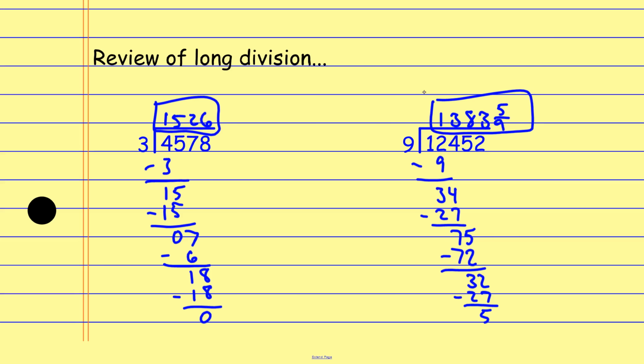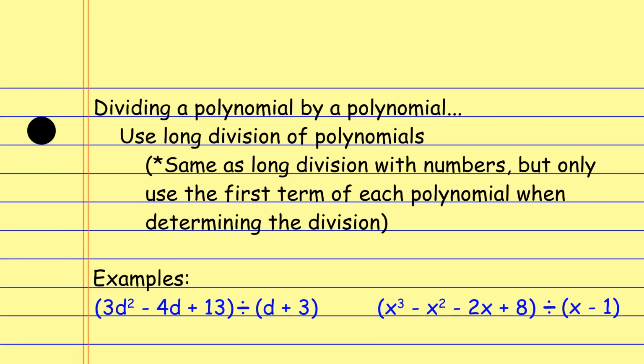All right, so now we're going to apply that same thing to polynomials. So when I look at dividing a polynomial by a polynomial, I'm going to use long division, and I'm going to divide the same way I did when I was using long division with numbers. The only difference is when I look at the polynomials, I'm just going to look at the first terms when I do the division. If there are multiple terms, I'm just looking at the first terms to decide what the division is, and then I look at the entire polynomials as I multiply and subtract to get my remainder.